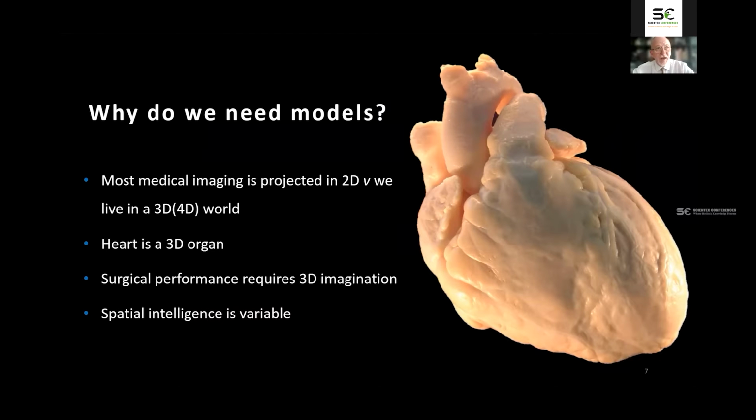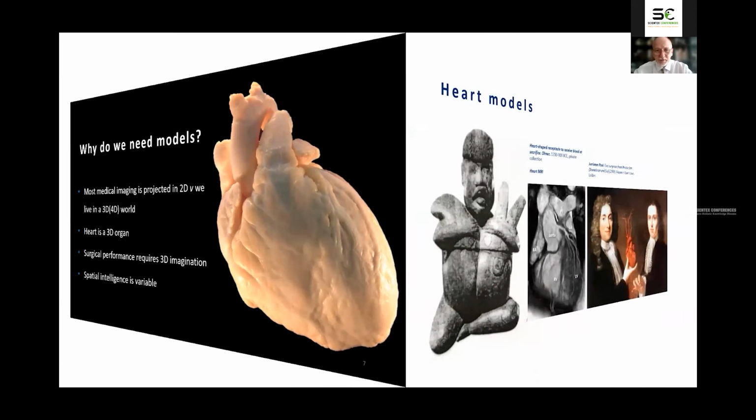We need models because we are not living in the two-dimensional world of medical imaging, and the heart doesn't live in that. The heart is essentially a 3D organ. It moves around and it swirls and twists itself. So we need 3D models to illustrate that. And also surgeries happen in the three-dimensional modality, and that requires a certain amount of imagination from surgeons and cardiologists.